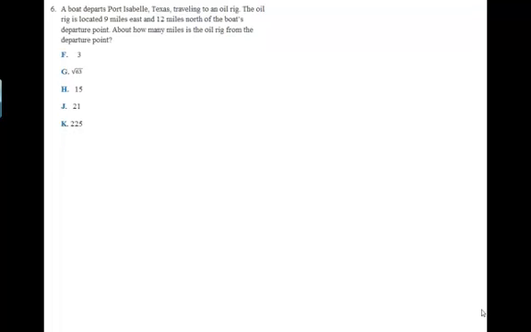The boat departs Port Isabella, Texas, traveling to an oil rig. This rig is 9 miles east and 12 miles north. So I'm going somewhere. I start someplace. I go 9 miles east, 12 miles north. How many miles is the rig from my departure point? That's what it wants. Pythagorean theorem.